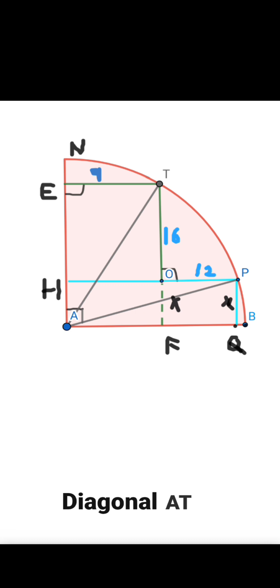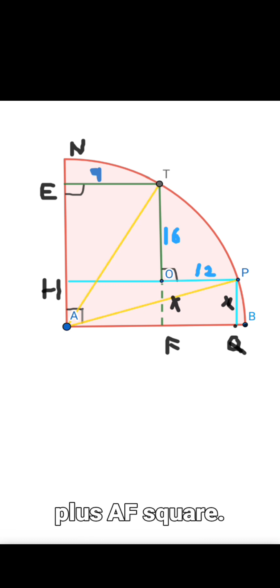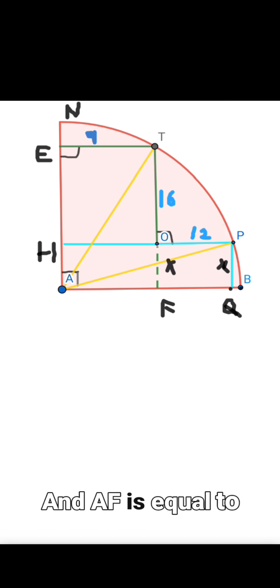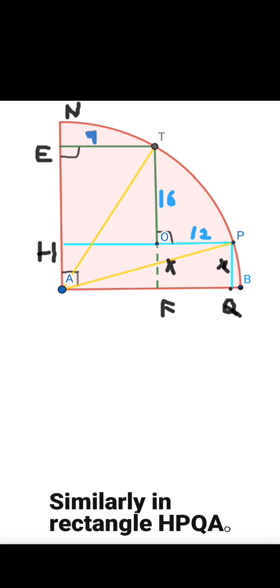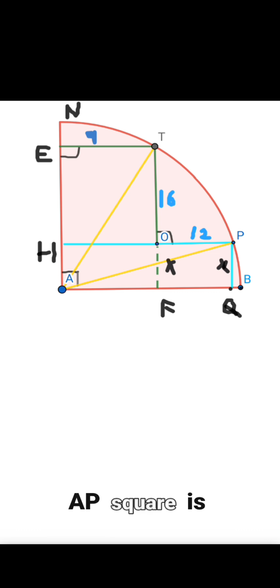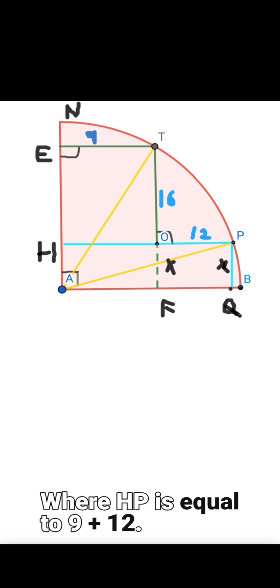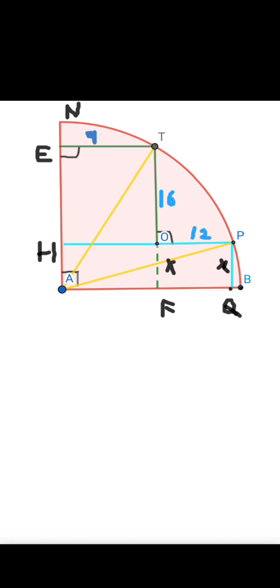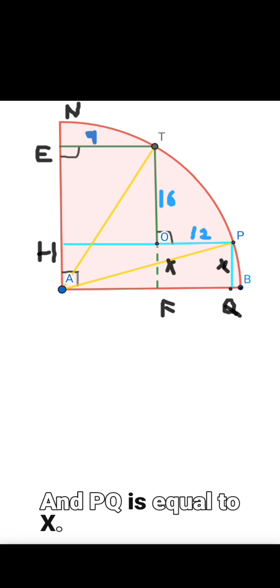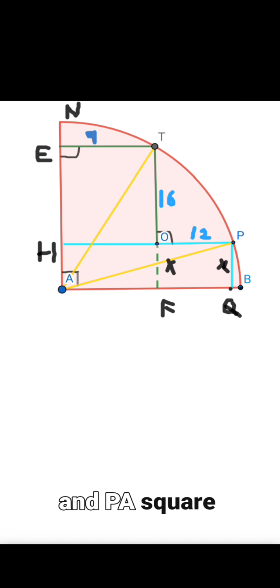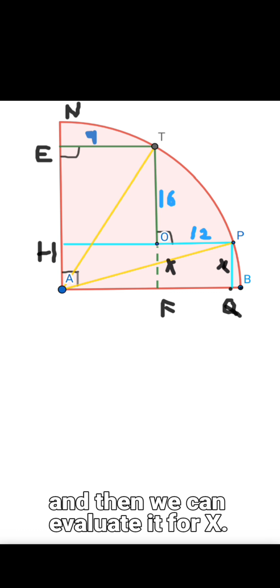Now in rectangle TEAF, diagonal AT square will be equal to TF square plus AF square. Here TF is equal to 16 plus X and AF is equal to 9. Similarly in rectangle HPQA, AP square is equal to PQ square plus HP square, where HP is equal to 9 plus 12, that is 21, and PQ is equal to X. Then we can put these two values of TA square and PA square equal to each other, and then we can evaluate it for X.